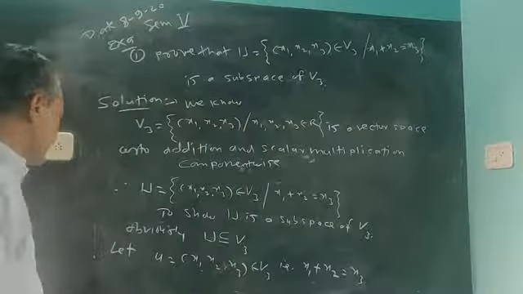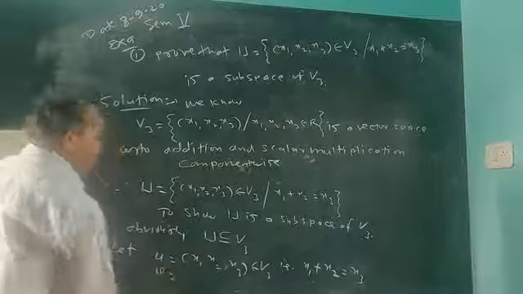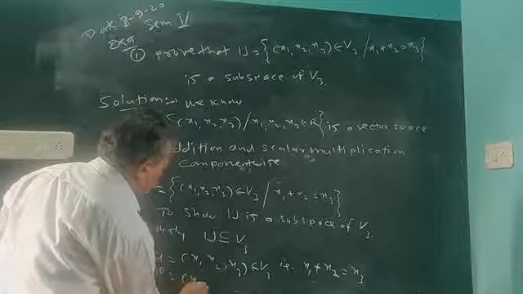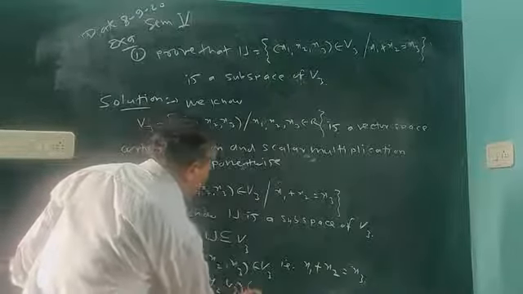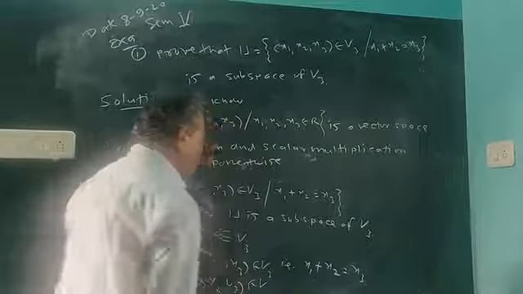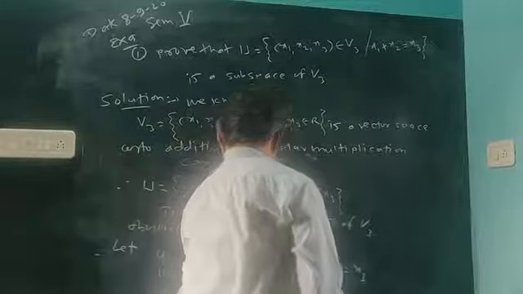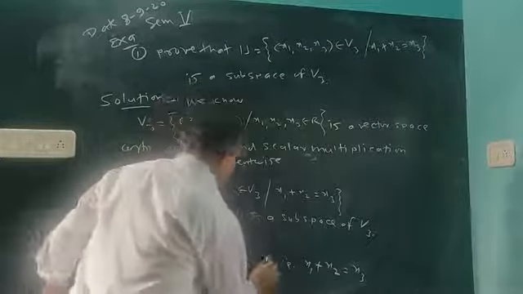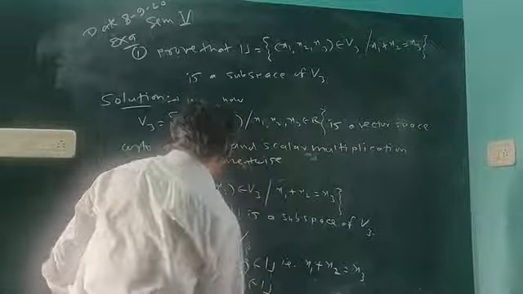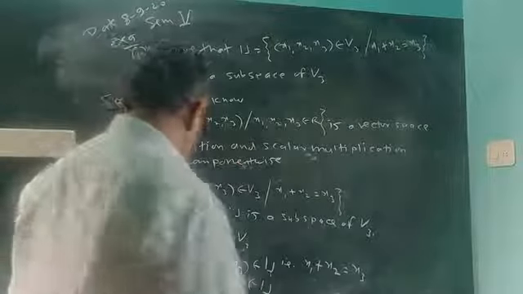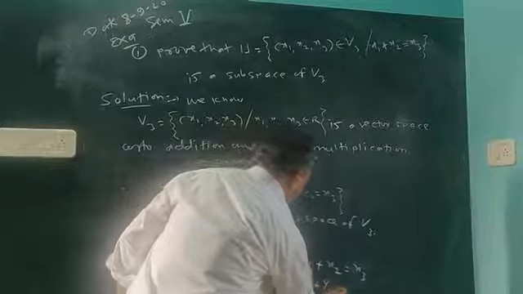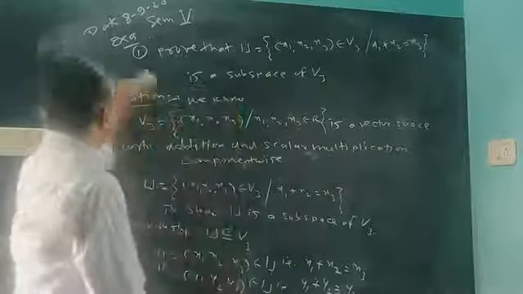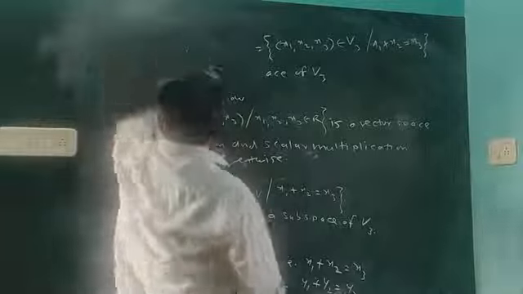The condition is satisfied. Suppose V is another vector, y1, y2, y3, an element of U, our set. That means the condition will be y1 plus y2 will be y3. So this condition must be satisfied.